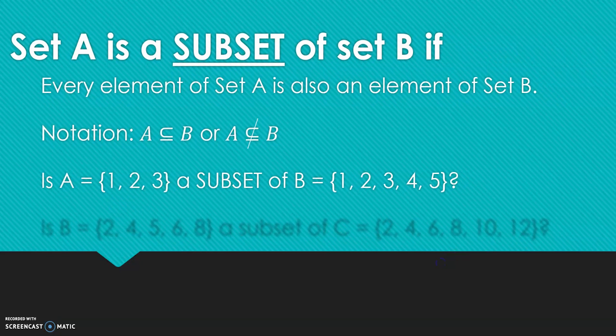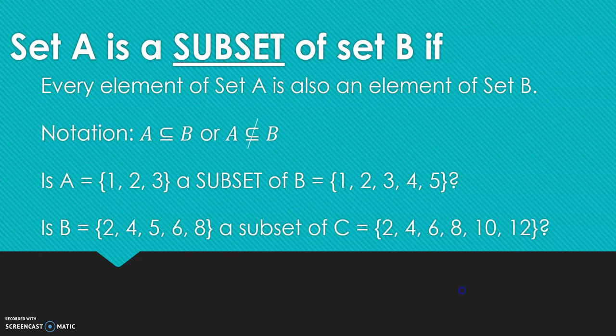Is A = {1, 2, 3} a subset of B = {1, 2, 3, 4, 5}? 1, 2, 3 are all elements of {1, 2, 3, 4, 5}. So yes, A is a subset of B. Is B = {2, 4, 5, 6, 8} a subset of C = {2, 4, 6, 8, 10, 12}? No, because 5 is an element of B and 5 is not an element of C.